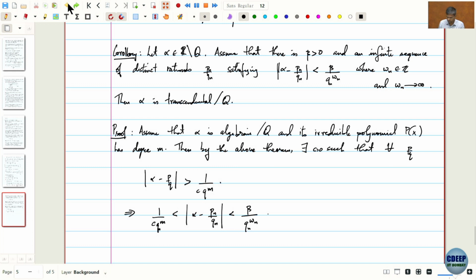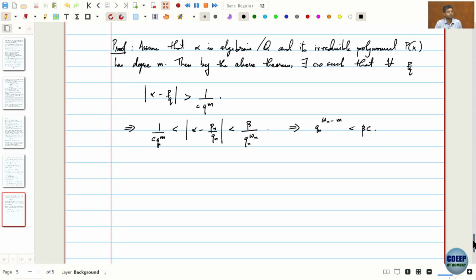So in particular, this will mean that Qn to the power Wn minus m is strictly less than beta times C. Now beta and C are fixed. So if all the Qn's were greater than or equal to 2, then Wn minus m is tending to infinity, because we know that Wn tends to infinity, so we will get a contradiction. We just have to rule out that infinitely many Qn's are 1. If all the Qn's are 1, then we don't get a contradiction, because the left hand side is 1, and no matter how large the power is, it will remain 1, and the right hand side is some constant.